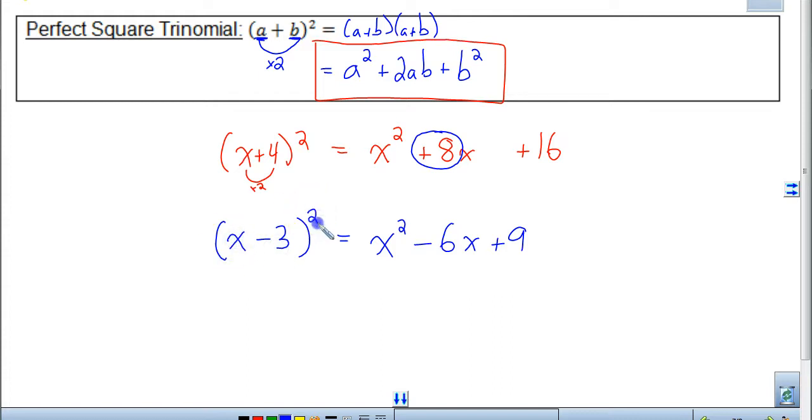So let's take a look. Is (x − 3)² really equal to this trinomial? So x², negative 3 squared is positive 9. So far so good. And then x times negative 3 times 2 is negative 6x. So that works. So again, the trick is to go from the standard form to a perfect square. You take the middle term, divide it by 2, and that is the term that goes in your binomial.